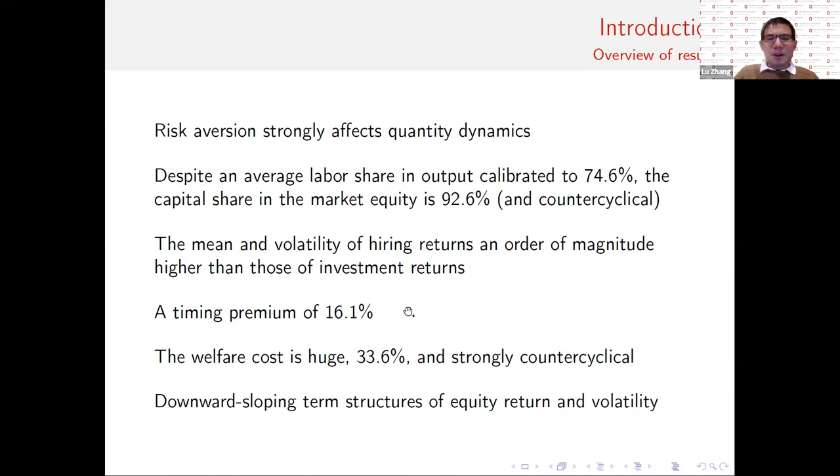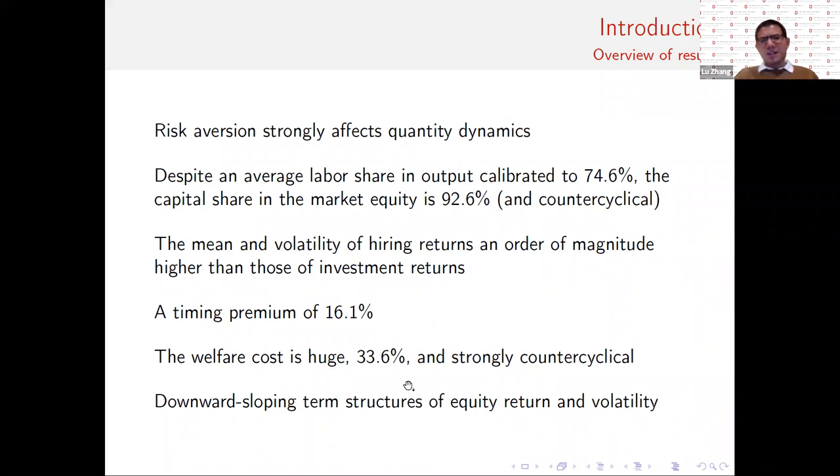The timing premium is only 16.1%, which is quite reasonable relative to a long-run risk model, which would be over 30%, or a certain specification of the disaster model with time-varying disaster probability, which is over 40%. And the timing premium in our model is quite reasonable.